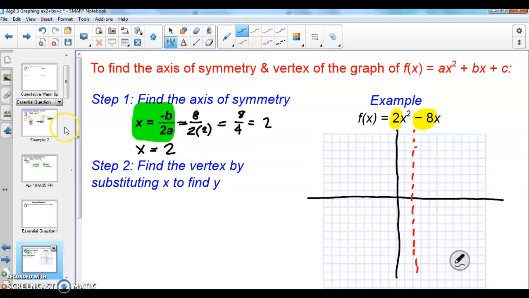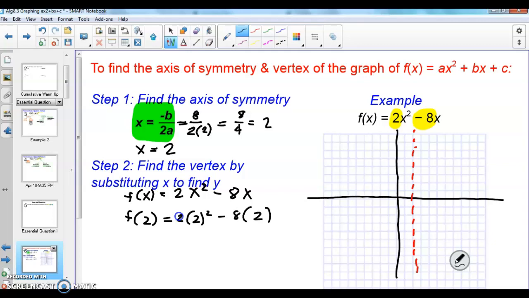So step 2 here says find the vertex by substituting x into the equation to find y. So let me write down the function that we're looking at. It's f of x is equal to 2x squared minus 8x. So if I substitute 2, I get f of 2 is equal to 2 times 2 squared minus 8 times 2. So solving further, this is 2 to the second power, which is 4. I multiply it to the 2, which becomes 8, minus 8 times 2 is 16. So that means f of 2 is equal to -8.